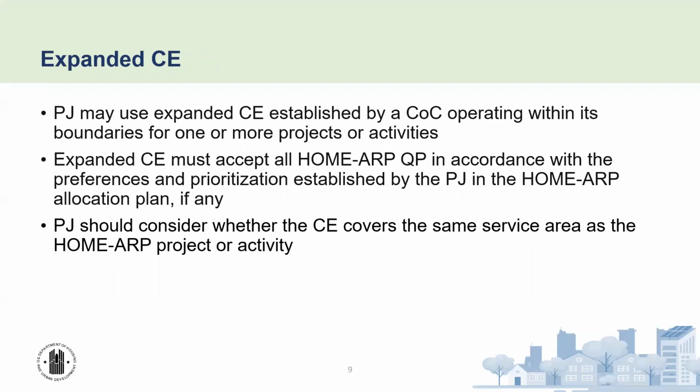So to use the expanded CE established by a continuum of care within the boundaries of a PJ, for one or more projects or activities, the coordinated entry must accept all HOME-ARP qualifying populations eligible for those activities or projects in accordance with the preferences and prioritization, if any, established or approved by the PJ in its HOME-ARP allocation plan. And this has to be imposed through the PJ's written agreements. The PJ should consider whether the CE covers the same area as the HOME-ARP project or activity, right? Because if it doesn't, then it doesn't work. Next slide, please.